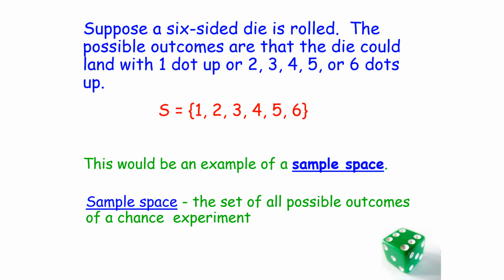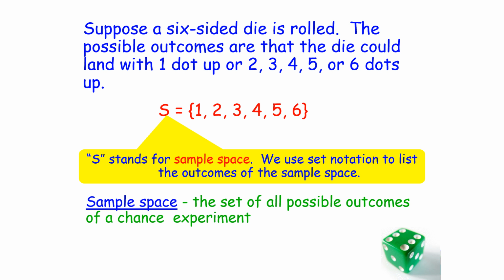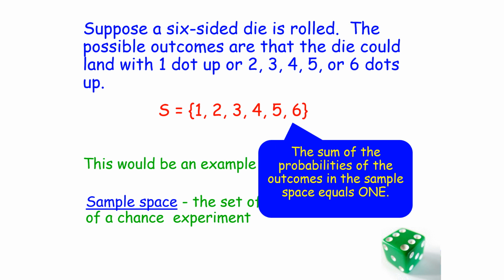A sample space is the set of all possible outcomes of a chance experiment. The S stands for sample space. We use set notation to list the outcomes of the sample space. The sum of the probabilities of the outcomes in the sample space equals 1.